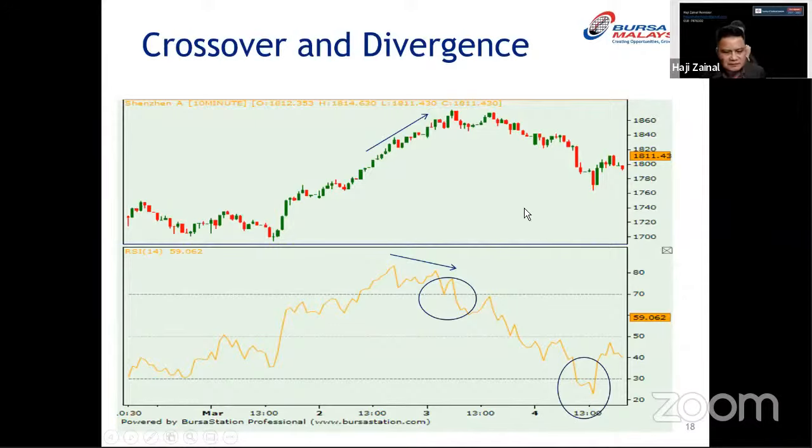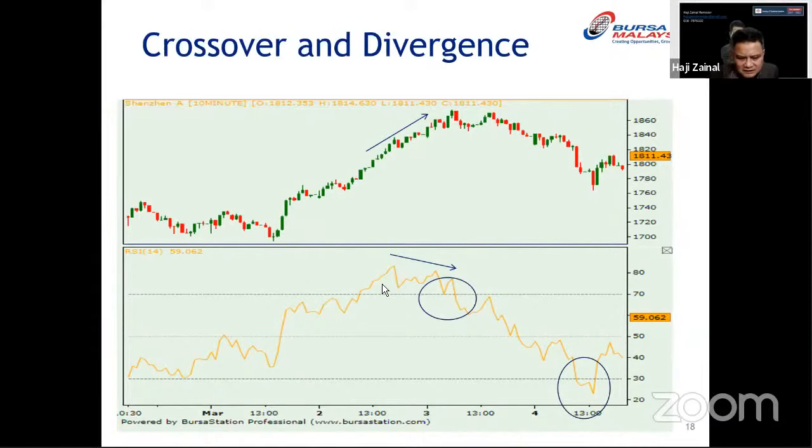The first is the divergence. The second is the crossover. Once the crossover happens, you can see that even though the price goes up a little, after that the price goes all the way down. Next is the buying signal. The buying signal is when the RSI moves from the bottom and crosses the 30 line. That is where the signal is.